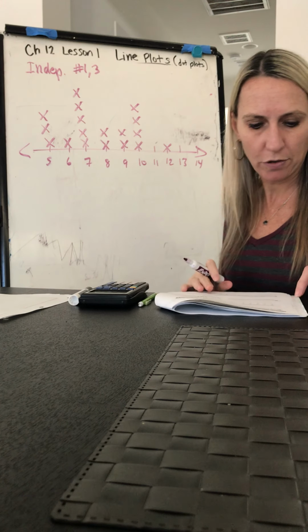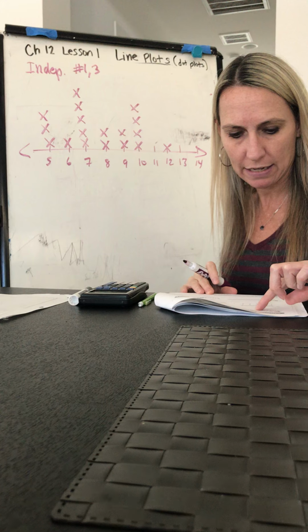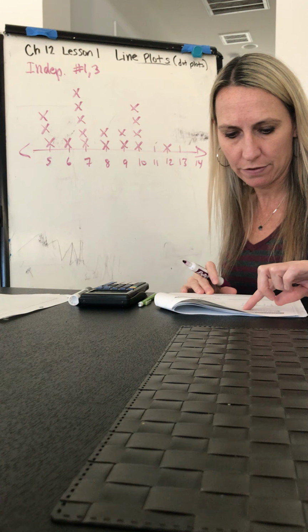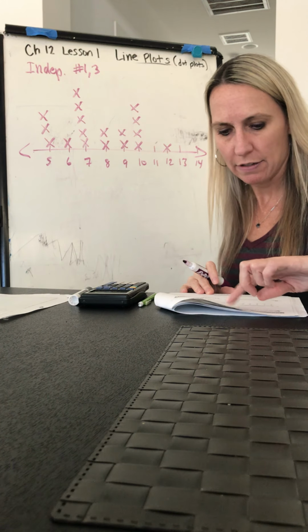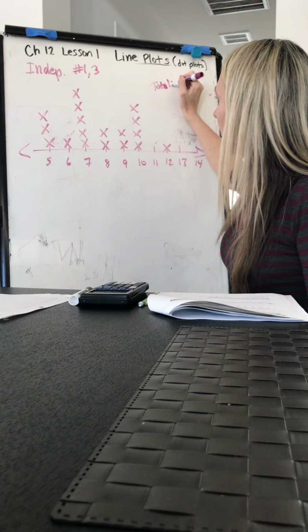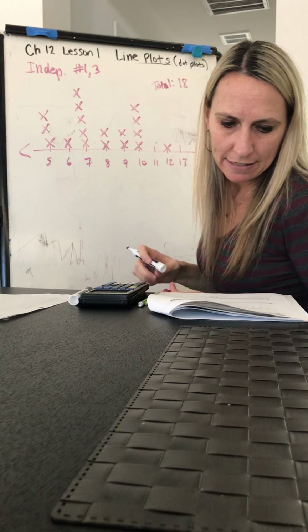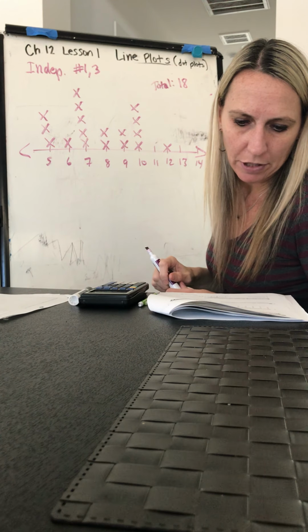So let's count those. Bentley, will you count those X's for me? I'm going to count the data. 1, 2, 3, 4, 5, 6, 7, 8, 9, 10, 11, 12, 13, 14. 18. So I have 18. Okay, so the total is 18. Okay, so there's the line plot.